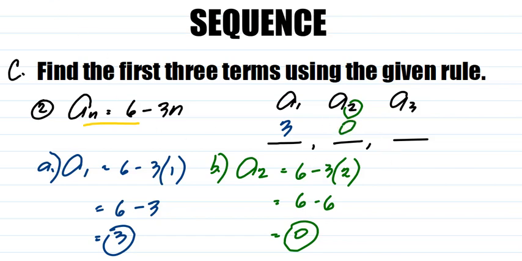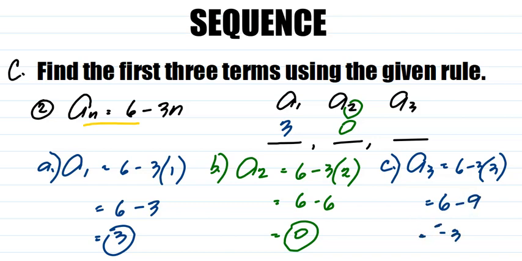Last one, letter C. So, letter C is a sub 3 equals 6 minus 3 times, since third term, yung n natin ay magiging number 3. So, equals 6. Negative 3 times 3 is negative 9. So, 6 minus 9 is negative 3. So, yung third term natin ay negative 3.